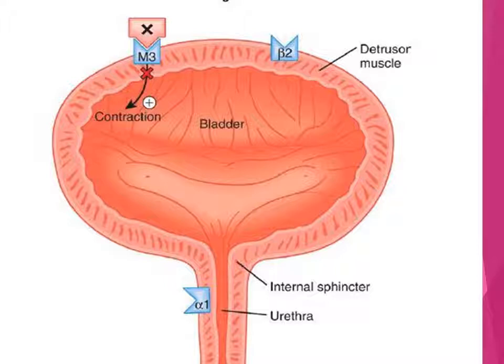Beta 2 receptors are located in the detrusor muscles, and M3 receptors are located in the bladder, where they cause contraction, while beta 2 receptors are located in the detrusor muscle and they cause relaxation. This is the picture of the whole bladder.